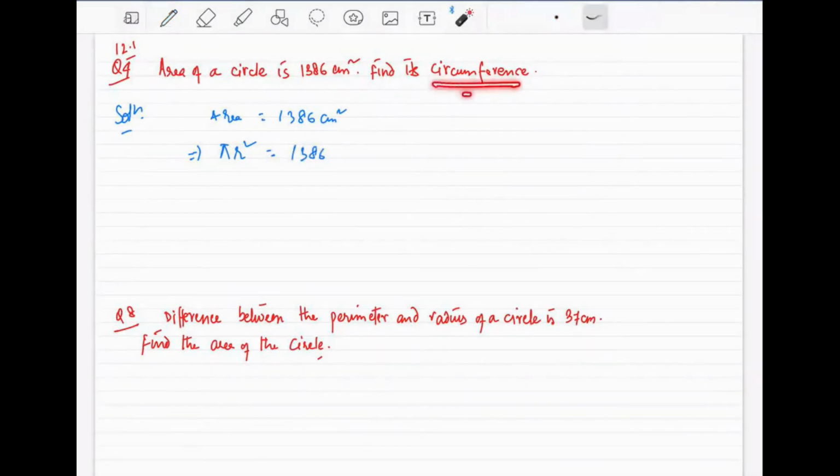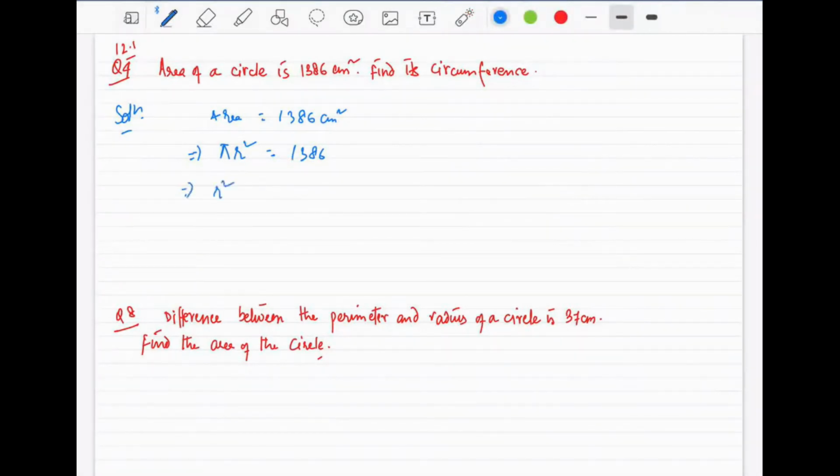We want the circumference, right? Circumference is 2πr. We know 2, we know π. These are constant values. We know that π is 22/7, but we don't know the radius, right? We can find out the radius from this equation. You take the π to the other side.